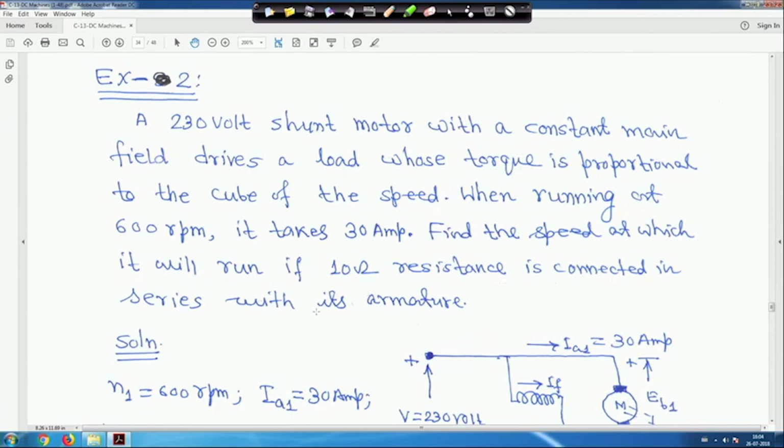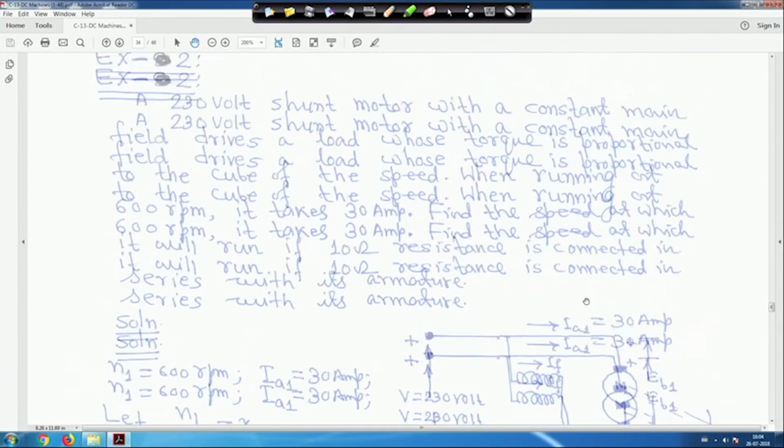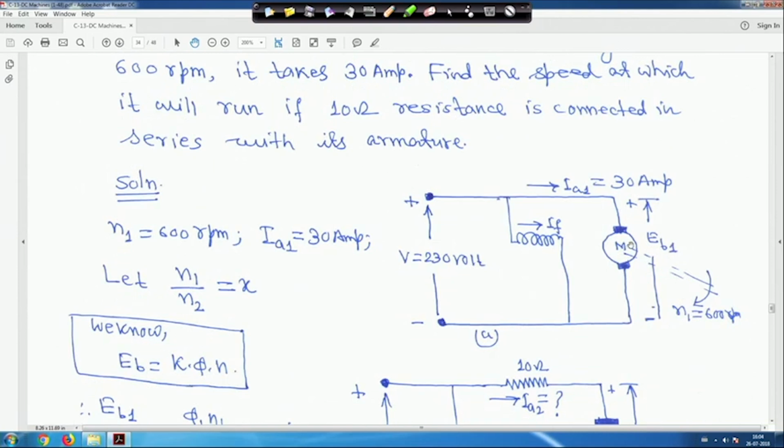Look, this is the circuit diagram. It is given that the 230 volt shunt motor with a constant main field drives a load whose torque is proportional to the cube of the speed, that means torque is proportional to N cube. When running at 600 rpm, it takes 30 ampere. You have to find the speed at which it will run if 10 ohm resistance is connected in series with its armature. So, this is the first circuit.